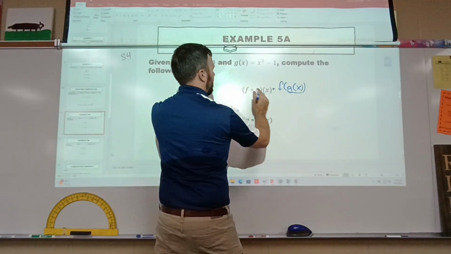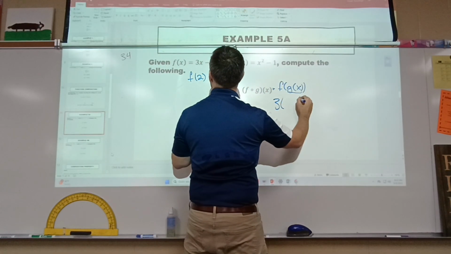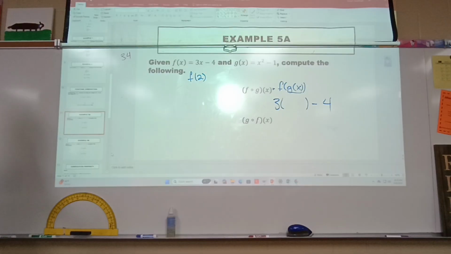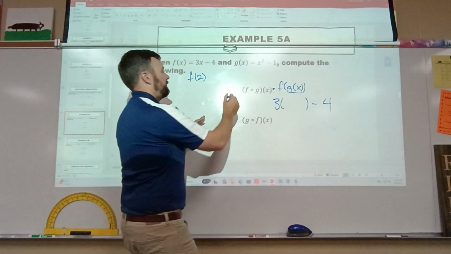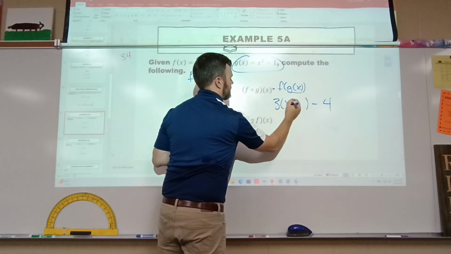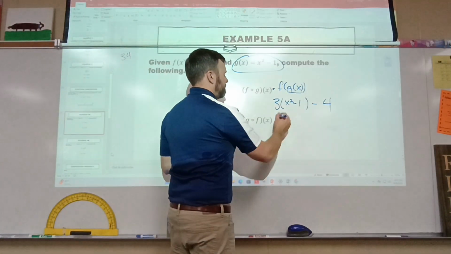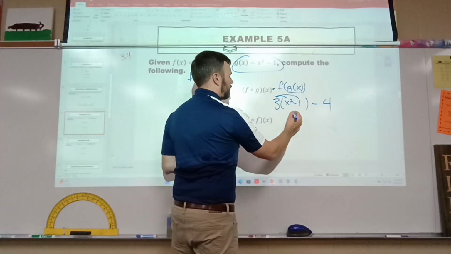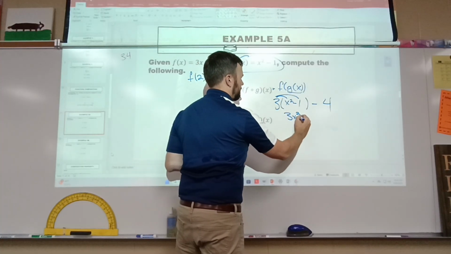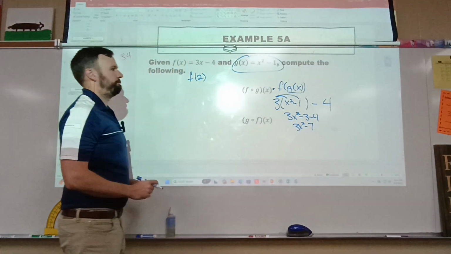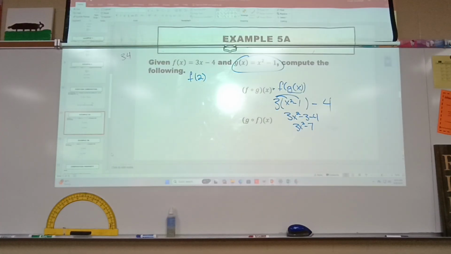So what this is telling me is f of x is 3 times something minus 4, right? That's what f of x is. What do I put inside of that parentheses? The g of x. I'm going to distribute that through because it'll look better. So I get 3x squared minus 3 minus 4. Okay. So that's f of g of x. I plugged a function inside of a function.